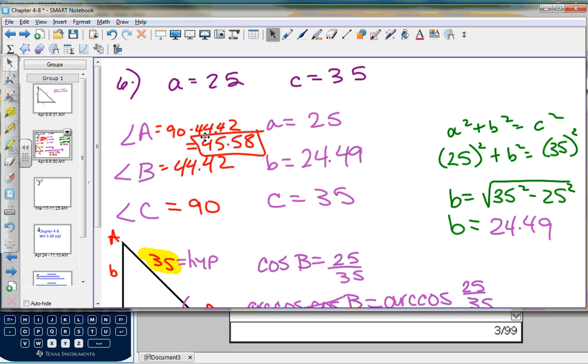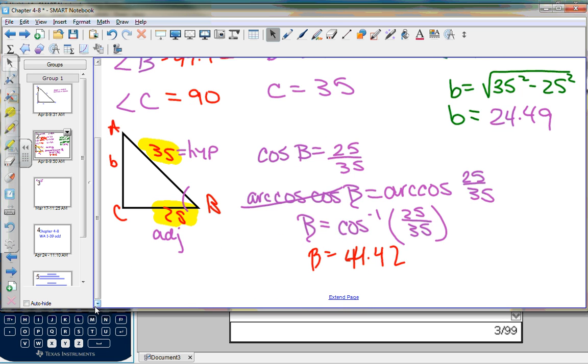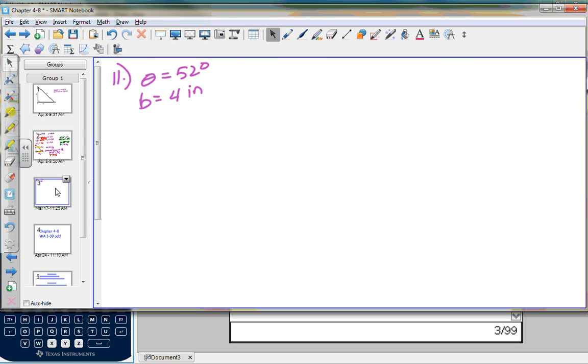Do we understand how to do 1 through 10? Yay or nay? Who said no? No? What did you not get? Do you understand why I chose cosine? Are you good now? Okay. All right.